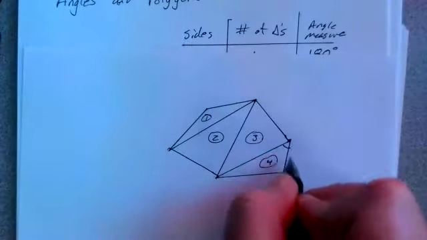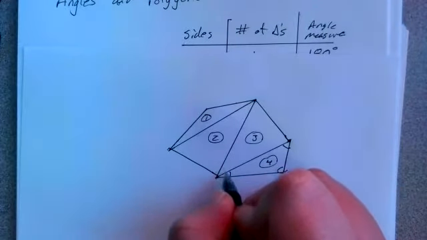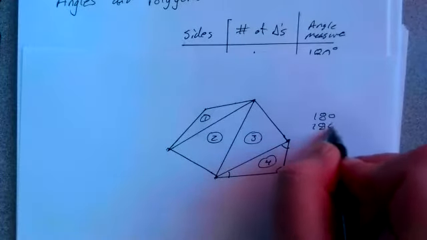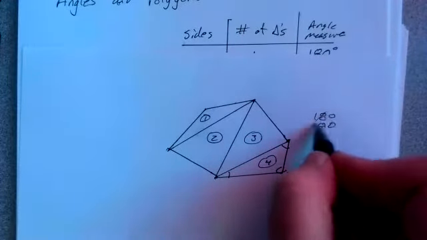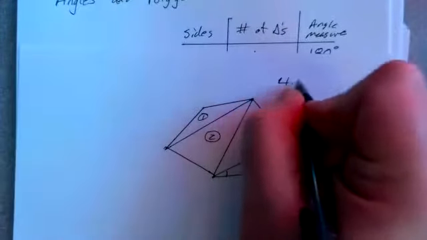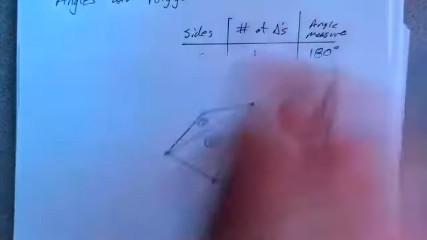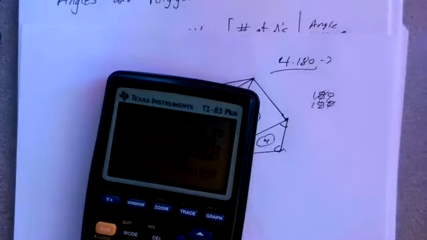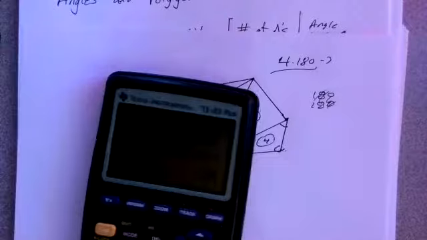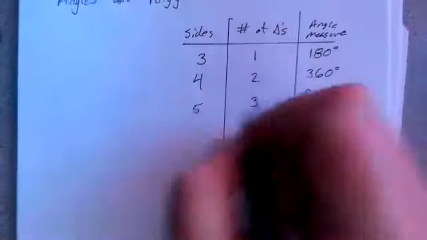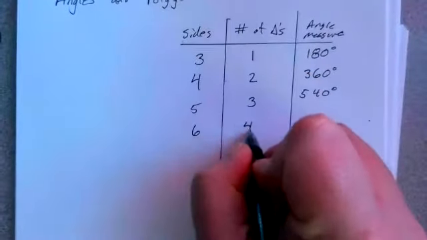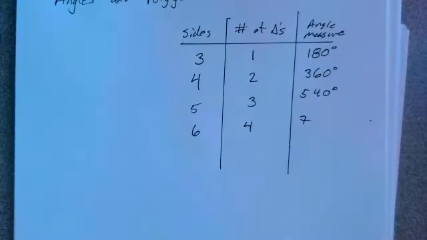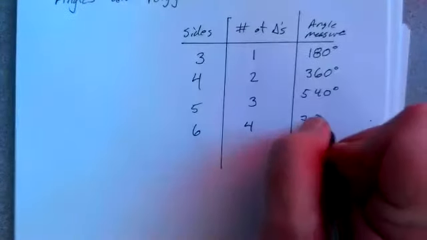Now each triangle is 180 degrees. So that's 180, 180, 180, one. You know what would be easier? What if I just did 4 times 180 on my calculator? What do we get? 4 times 180. 720. So for 6 sides, we ended up with 4 total triangles and 720 degrees.